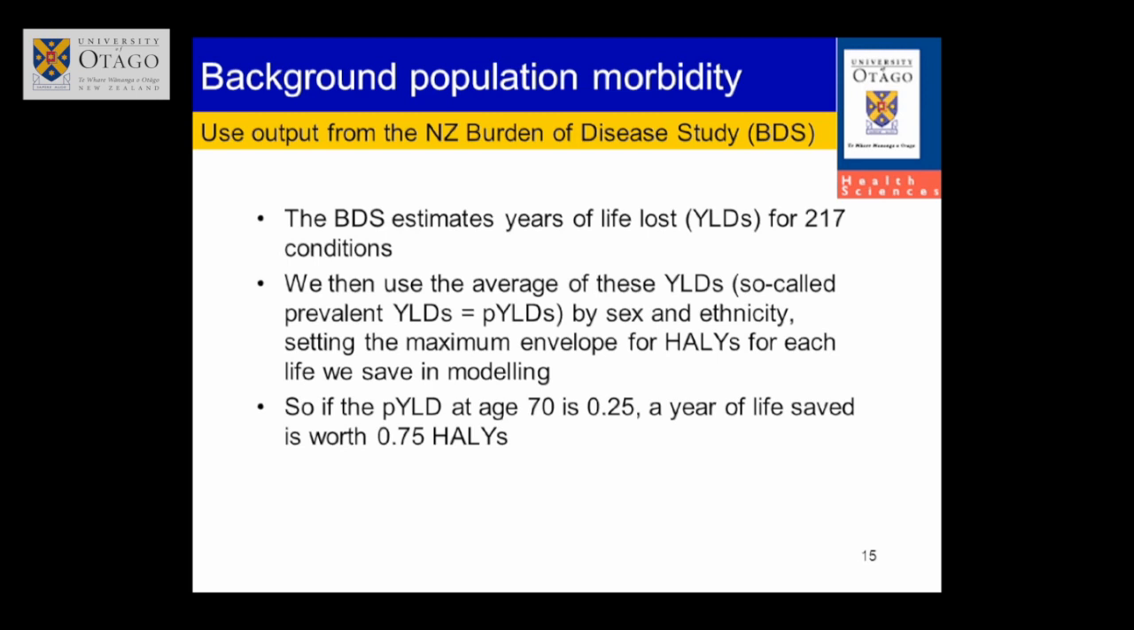This is about to be published later this year. For 217 conditions, you work out the disability with it, and then you can work out the average level of YLDs, which we then turn into population morbidity by sex, age and ethnicity. So for example, if the PYLD at age 70 is 0.25, that means 25% of your full quality of life is gone because of, you might have osteoarthritis, the rest of it, and you've got 75% left. It's that 75% that we can model health loss or health gain within. The 25% has gone. And it looks like this.